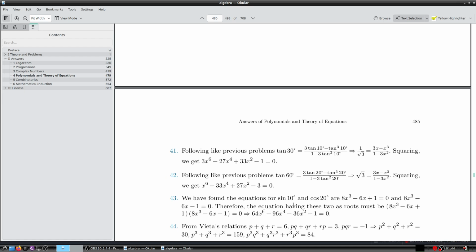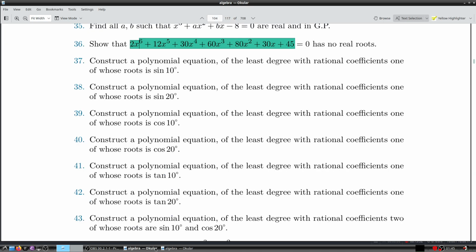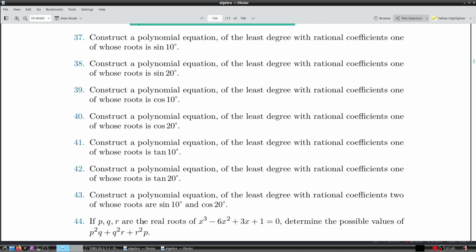So the equation which will have both as the root should be the product of the left hand side of these two. So we multiply and we get 64x to the power 6 minus 96x to the power 4 minus 36x square minus 1 is equal to 0. And then we move on to problem 44.